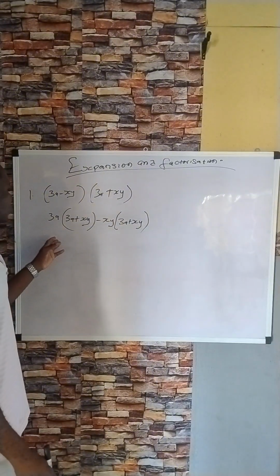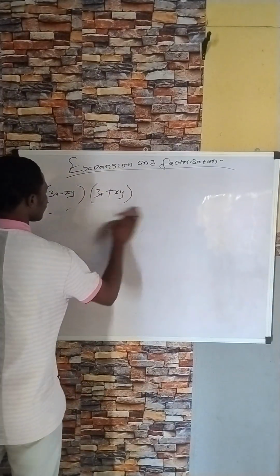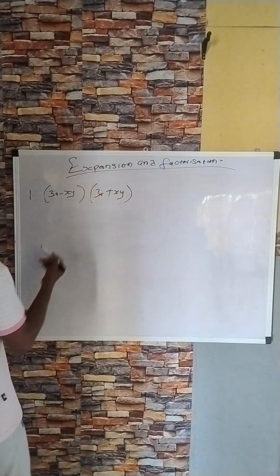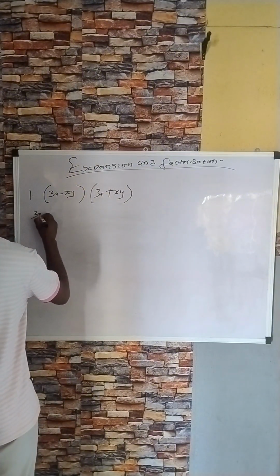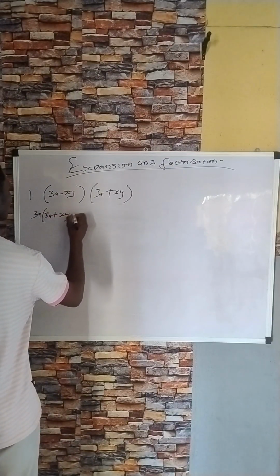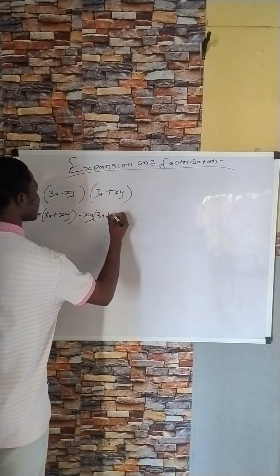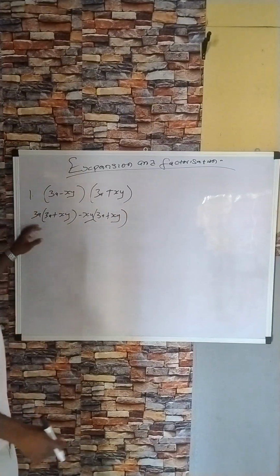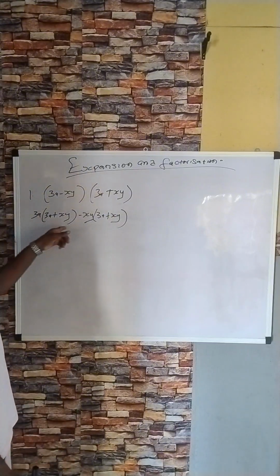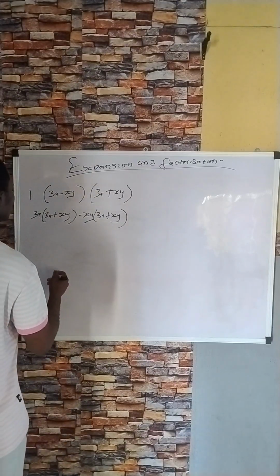So what is the next step we take here? Let me use half of this board and write this out in a way that will contain expansion and factorization. So this will be 3a bracket 3a plus xy, and then negative xy bracket 3a plus xy. The next thing we'll do is multiply the terms outside the bracket with the terms inside the bracket. Let's do that and see what we get.